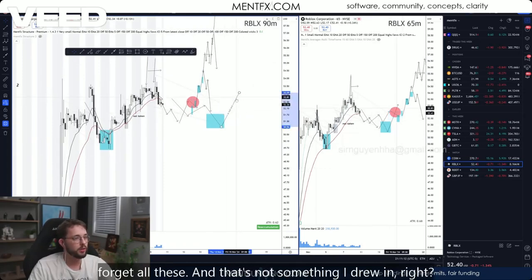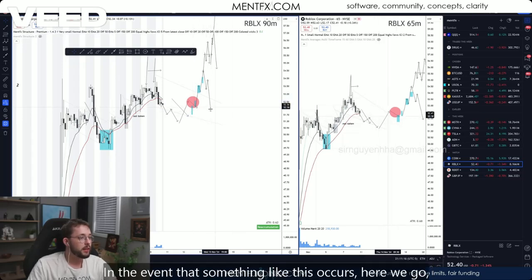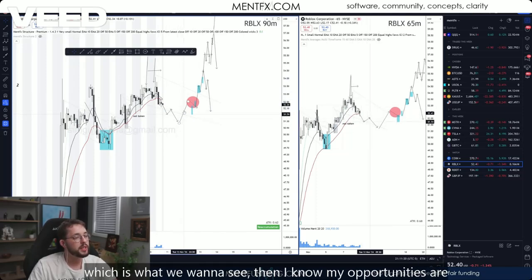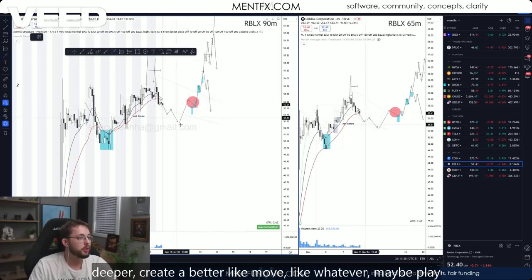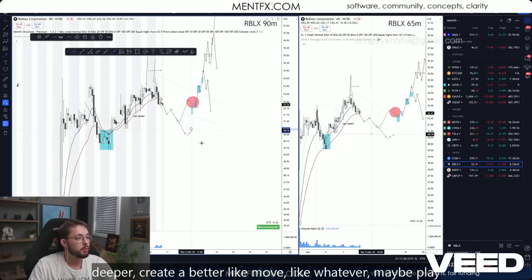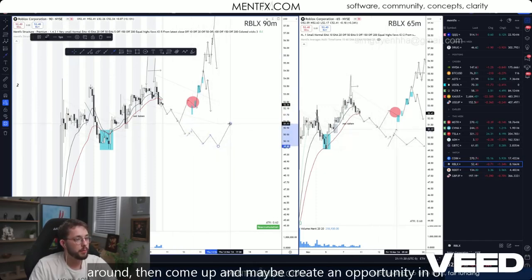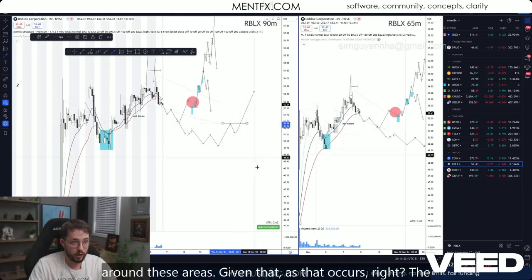Let's forget all these. Let's just pretend that's not something I drew in, right? In the event that something like this occurs, which is what we want to see, then I know my opportunities are going to be somewhere around here. I just know that's how it's going to look. Or it can flush out deeper, create a better move, maybe play around, then come up and create an opportunity in or around these areas.